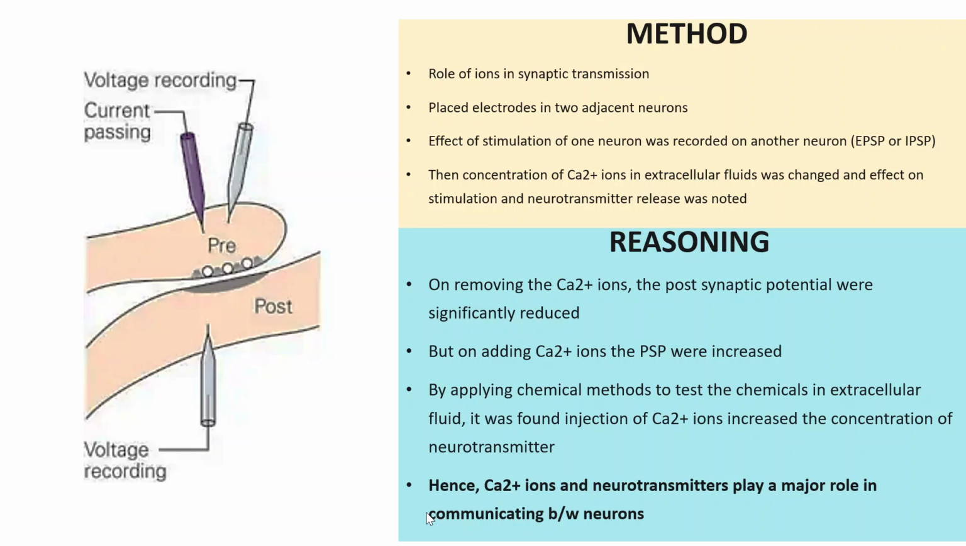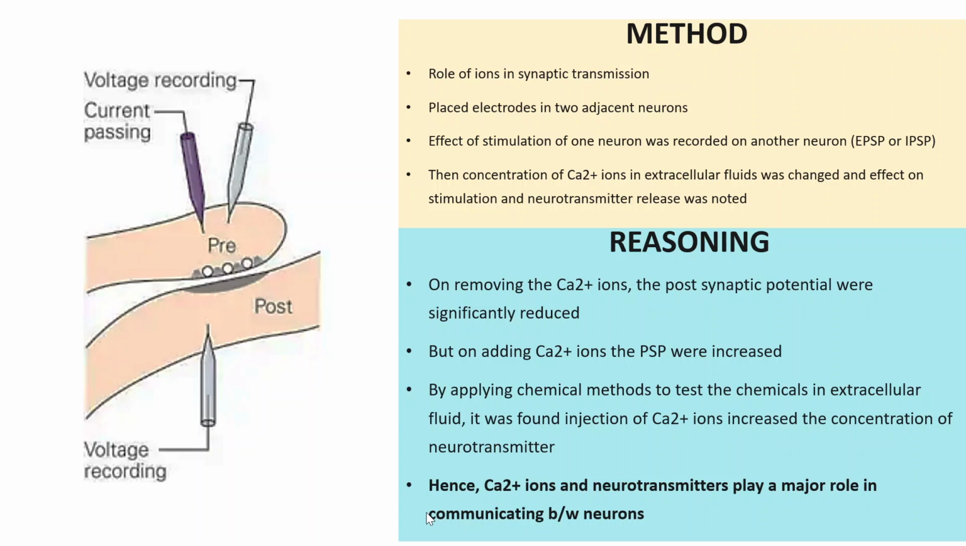Okay, so how did they do it? Their reasoning goes as follows. When you remove Ca2+ ions, or calcium, from a solution, they found out that the potential difference, or the synaptic electrical signal across the neuron, is reduced drastically. Okay, but when you add calcium ions again, it increases.